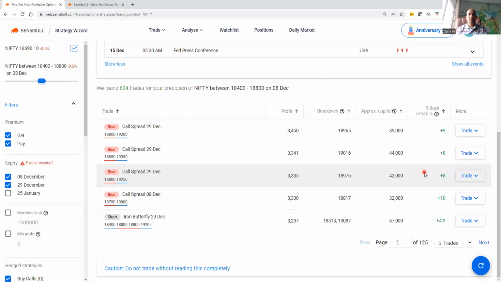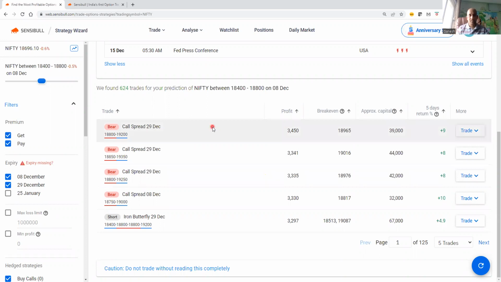So in a way, Sensibull is virtually helping you as a mentor. Many people pay thousands to lakhs for mentorship, but with Sensibull, if you have very basic knowledge, it will tell you all those details, and based on that you can plan.